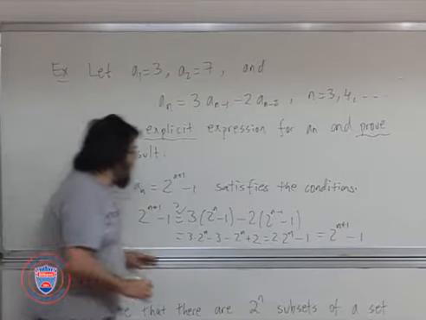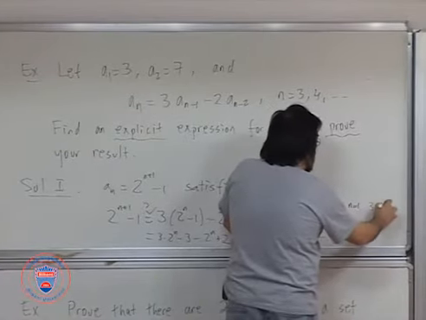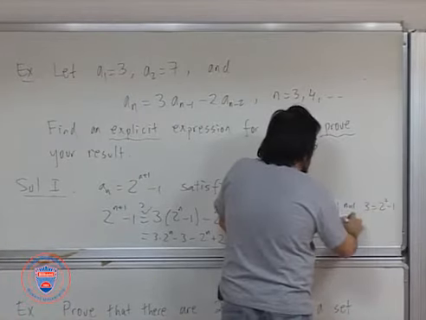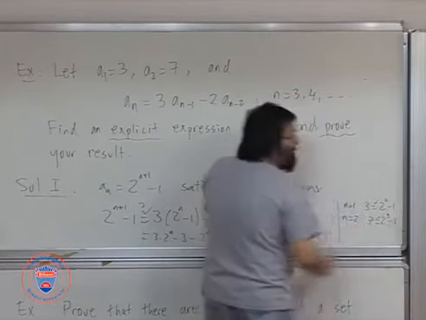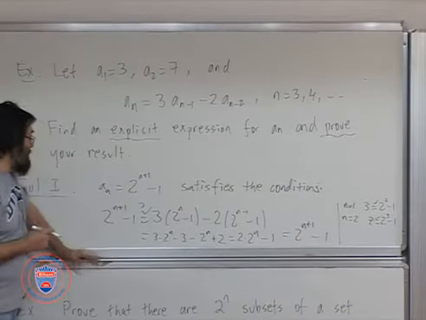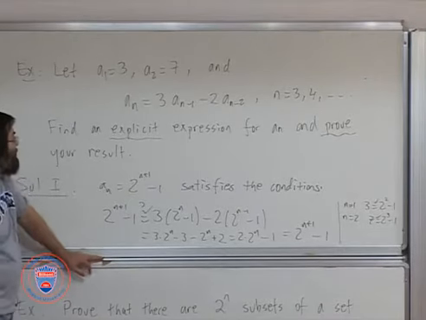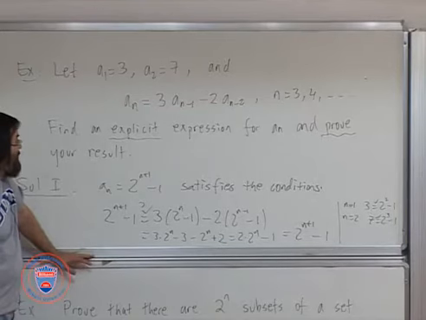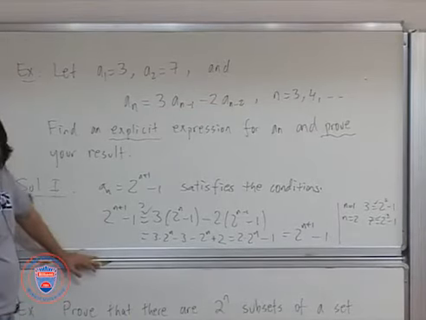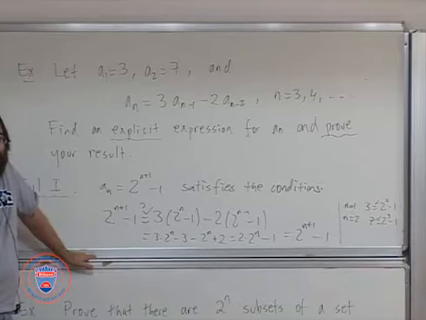Initial values are correct, right? So you can check, we already did. n equals 1, 3 is equal to 2 to the 2 minus 1. n equals 2, you get 7 is equal to 2 to the 3 minus 1, so they both check out. So it works. It's a solution. We don't have to know if the solution is unique, and you don't need to check if there's any other one, because it only says find one. So that actually works, right? Because it checks out. That's the solution.